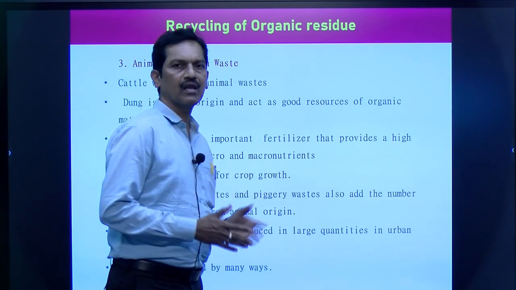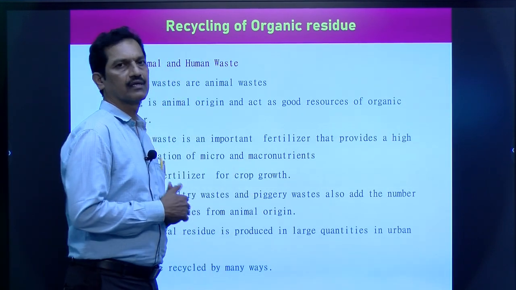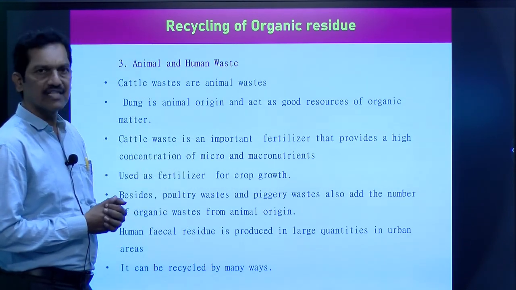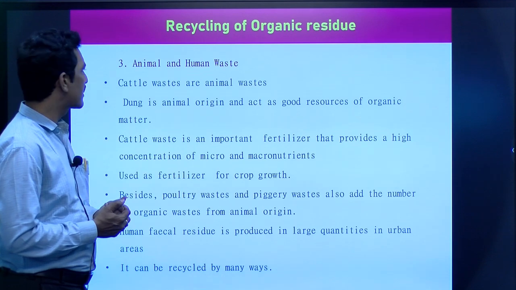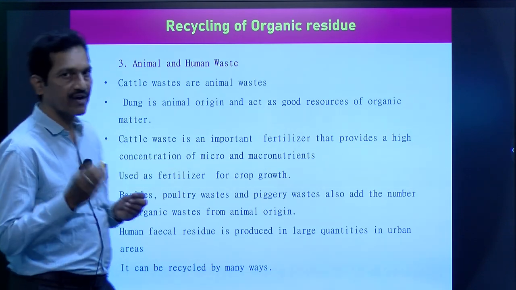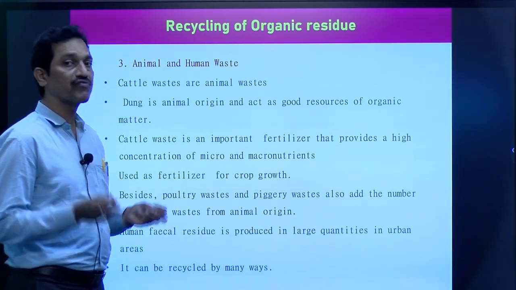Generally, the animal or human waste is useful in one way. Let us see how it is useful. The cattle waste is nothing but the animal waste, and dung is of animal origin, and it acts as a good source of organic matter. Okay? And cattle waste is an important fertilizer.